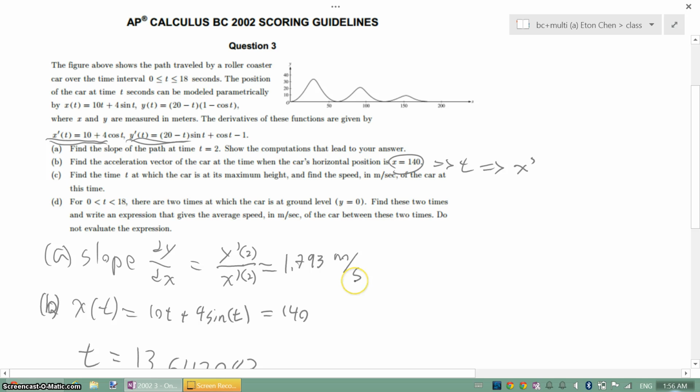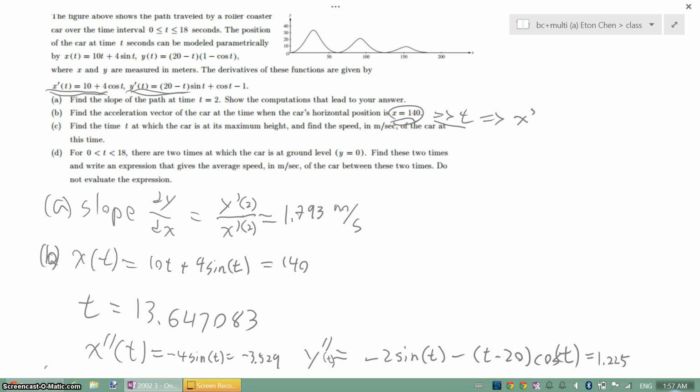And for part B, it's kind of more complicated. We're asked for an acceleration vector when the position x equals 140. So we need to use the position to get the time, and after we get a time, we plug it into the second derivative to get the acceleration. So here's how I did it.